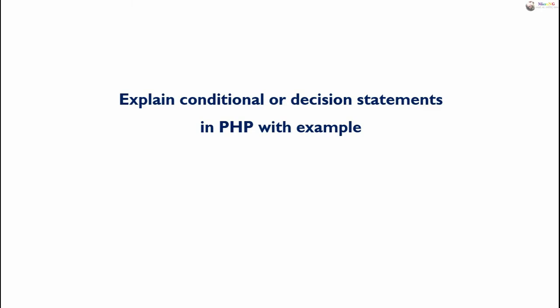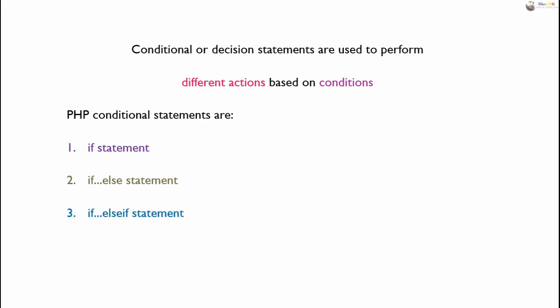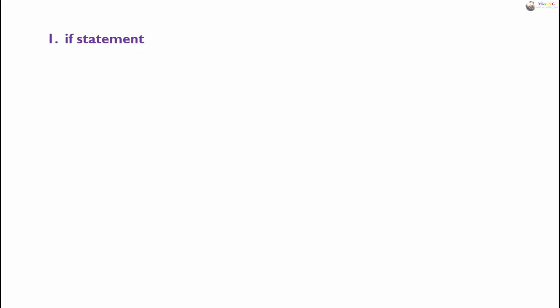Explain conditional or decision statements in PHP with example. Conditional or decision statements are used to perform different actions based on conditions. PHP conditional statements are if statement, if else statement, if elseif statement, and switch statement. First, if statement.